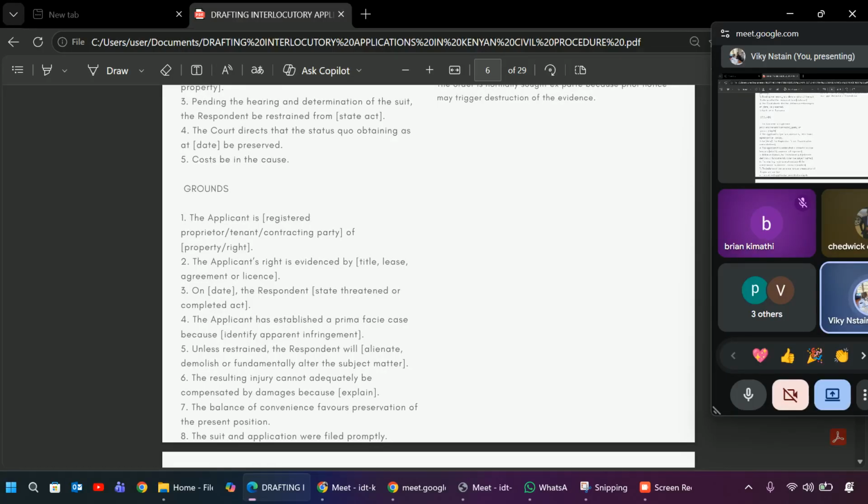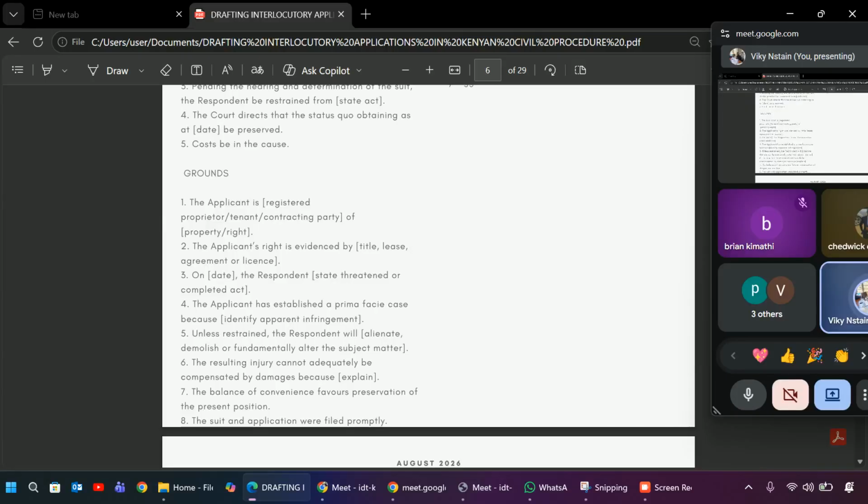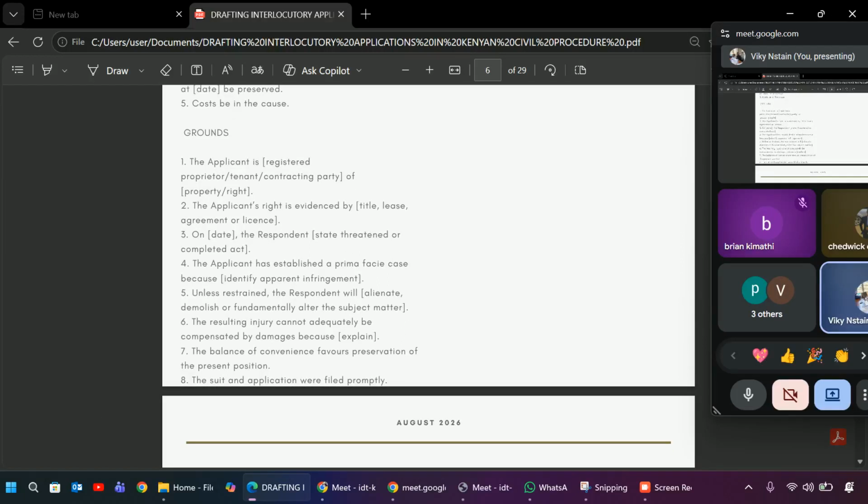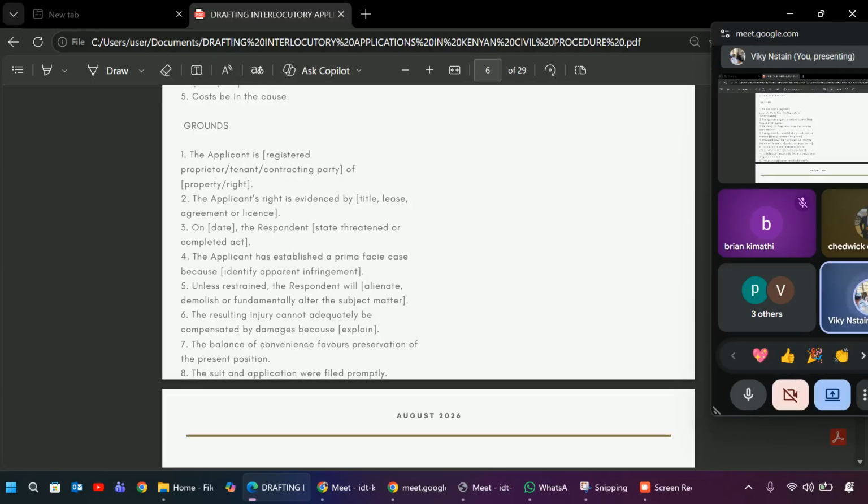these are now lifted directly from the marking point that the examiner expects to see in every application of the best a student. So the grounds are that the applicant is having maybe an appropriate interest in that property, or the applicant's right is evidenced by a certain title that you will annex in the supporting affidavit. On this day, the respondent now states the actual threat that is infringing your right, that is likely to infringe your right, and now that the applicant has established a prima facie case because you are identifying an apparent infringement and not bringing an arguable case before the court.